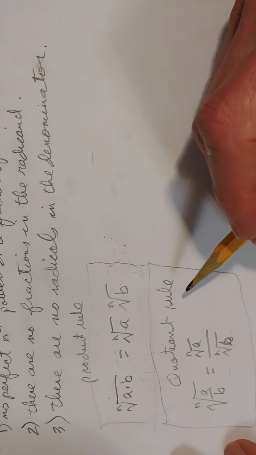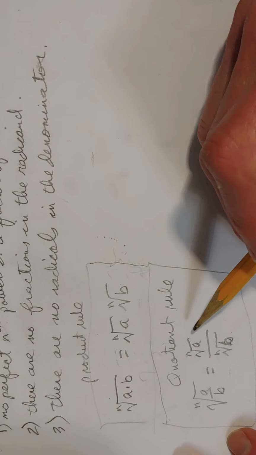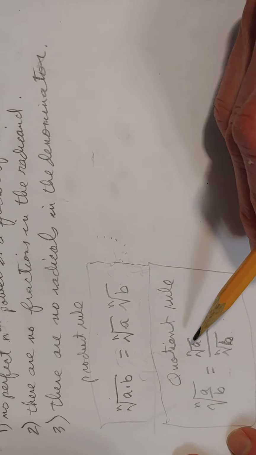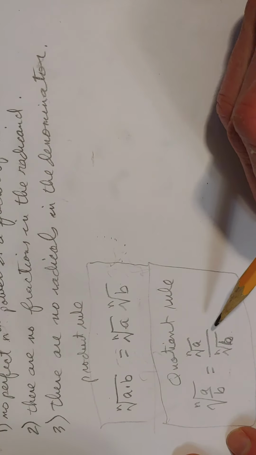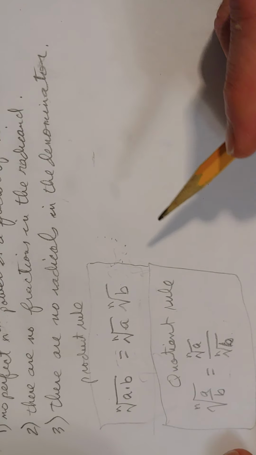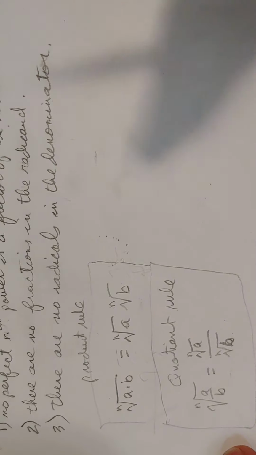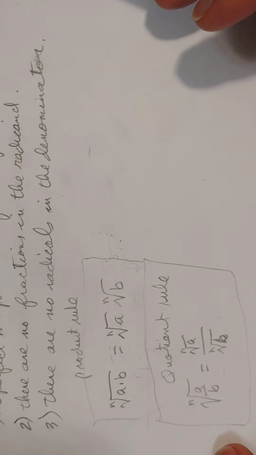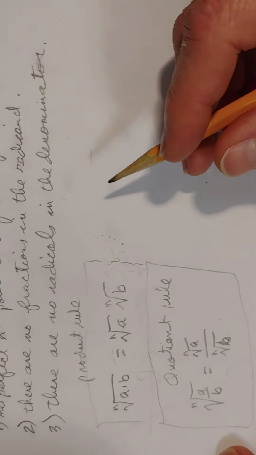And the quotient rule is the nth root of a quotient is the quotient of the nth roots. The nth root of a over b equals the nth root of a over the nth root of b. Again, everything has to be defined. You know, b can't be 0. You can't take the square root of a negative number. Those kinds of things. Okay.